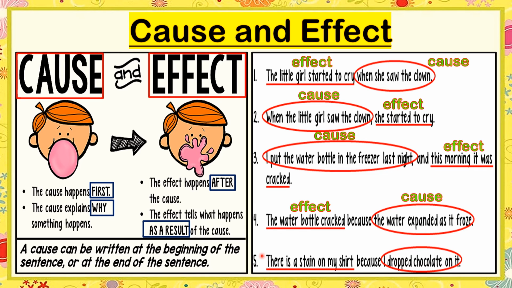And the last sentence, number 5: there is a stain on my shirt because I dropped chocolate on it. Which happened first, the stain on the shirt or that person dropping the chocolate on it? So of course, class, the effect is there is a stain on my shirt, and the cause is I dropped chocolate on it. So I think, class, you now have a better understanding of what cause and effect is.